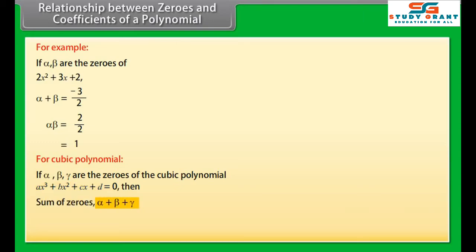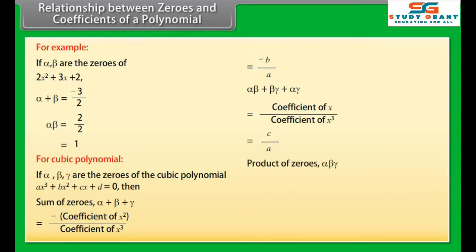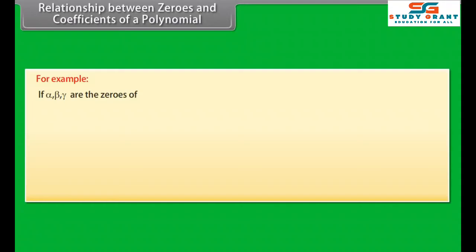For example, if alpha, beta are the zeros of 2x square plus 3x plus 2, then alpha plus beta is equal to minus 3 upon 2, alpha beta is equal to 2 upon 2, which equals 1. For cubic polynomial, if alpha, beta, gamma are the zeros of the cubic polynomial ax cube plus bx square plus cx plus d equal to 0, then sum of zeros, alpha plus beta plus gamma, is equal to minus coefficient of x square upon coefficient of x cube, which equals minus b upon a.